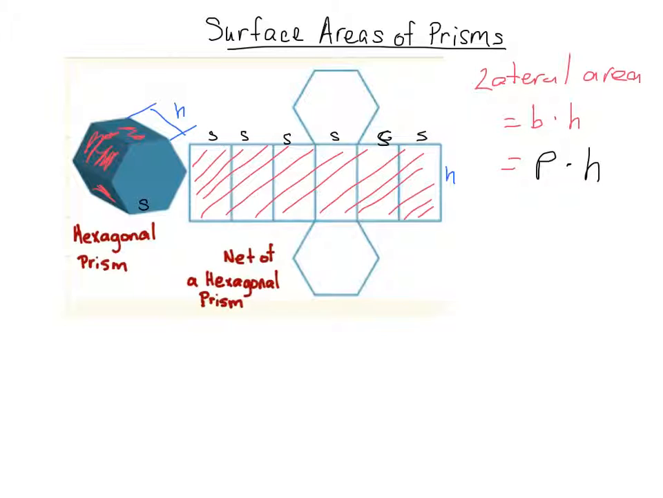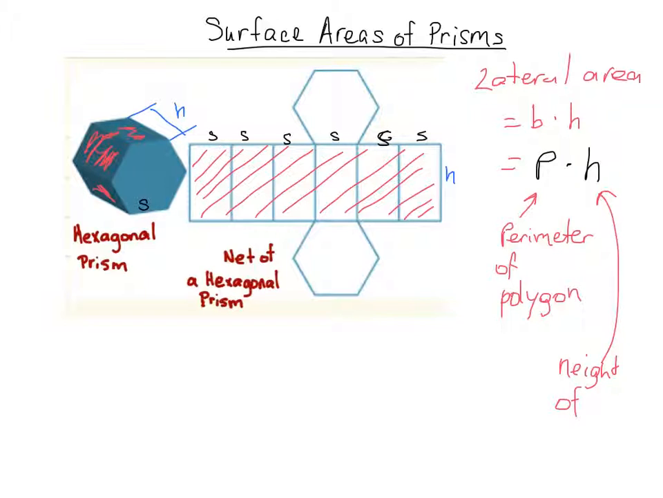So the lateral area, since I made it general, you can find for any hexagonal prism or any prism at all. The lateral area will always be the perimeter of the polygon, whatever that polygon is, the hexagon, the rectangle, times the height of the figure, or of the prism. I'll write that down because that's super important. That's how you find the lateral area.